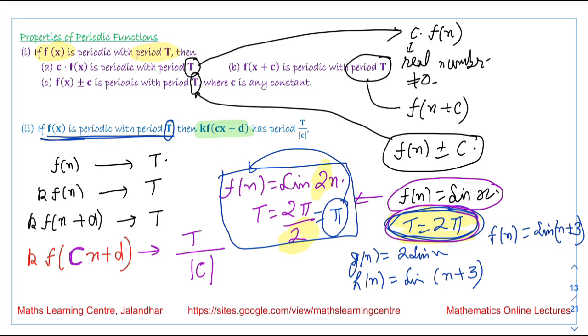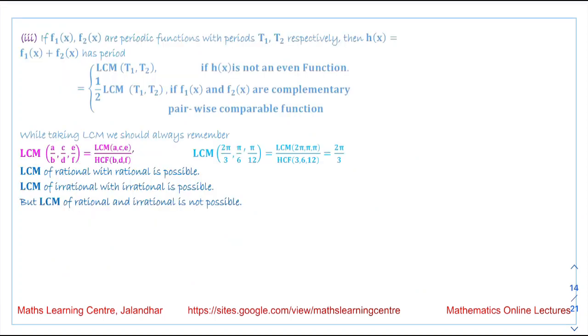Next result we have is, if f1 and f2 are periodic functions with period t1 and t2 respectively, then h(x) is equal to f1(x) plus f2(x). We are talking now about the sum of two functions. Then their period will be LCM of t1 comma t2, where t1, t2 are the periods of these functions. And the condition we have is that h(x) is not an even function. Not an even function means that f of x is not equal to f of minus x.